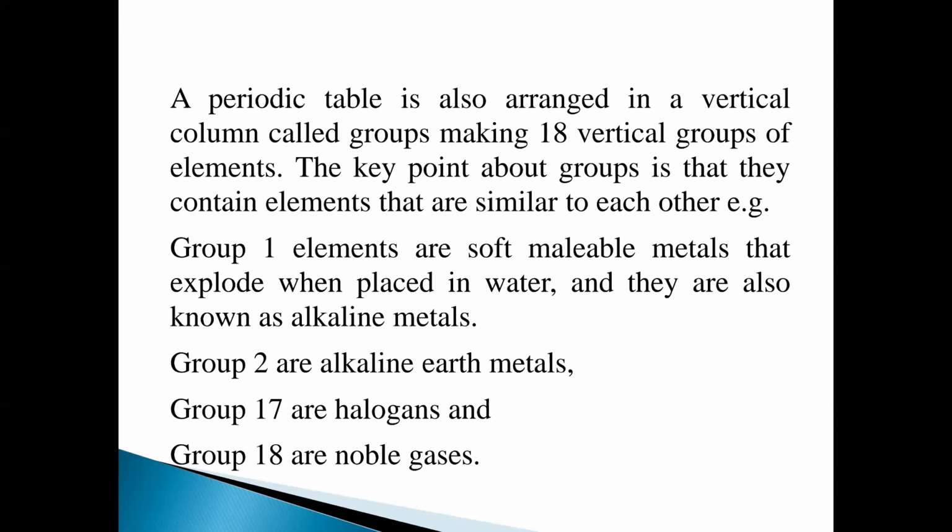Okay, let's continue. So they're saying a periodic table is also arranged in vertical columns called groups, making 18 vertical groups of elements. The key point about groups is that they contain elements that are similar to each other. So what you must understand about columns is that they are families. That's what they are saying.